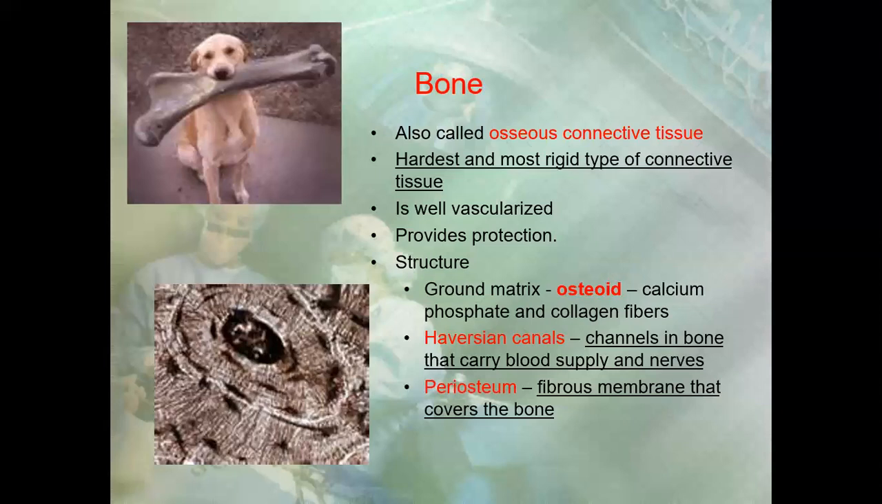The osteoid? That first one, rock matrix, osteoid? Osteoid just means bone-like. So the ground matrix of the bone, the two primary minerals that make it up are calcium and phosphorus. That's all it's saying. Calcium, phosphorus, and different types of fibers.